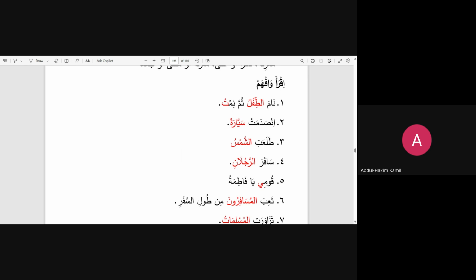Tayyib. Tala'at Ash-Shamsu. What does that mean? The sun rose. Safar, that's ma'rifa. Safara Ar-Rajulani. The two men traveled. Qumi ya Fatima. Where's the fa'il?